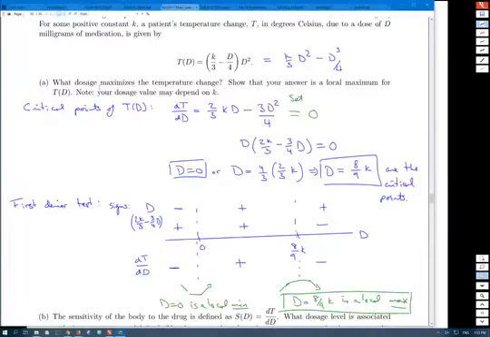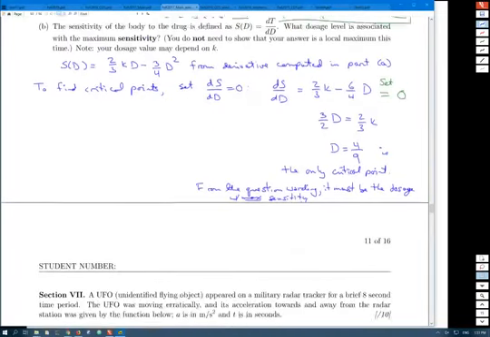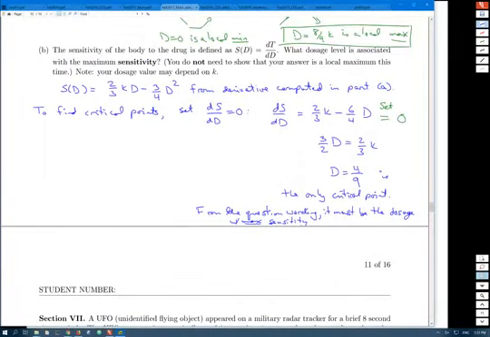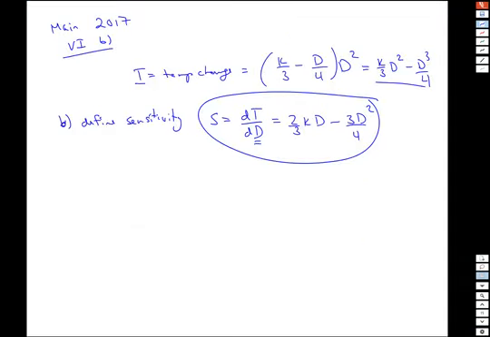All right. In part B, there we go. What dosage level is associated with the maximum sensitivity? Well, how do I find the maximum of any function? I take the function I'm given and I differentiate it and I find critical points, setting the derivative equal to 0. So it doesn't matter where this came from. I'm just going to take this function, find dS/dD, and set it equal to 0 to find critical points.